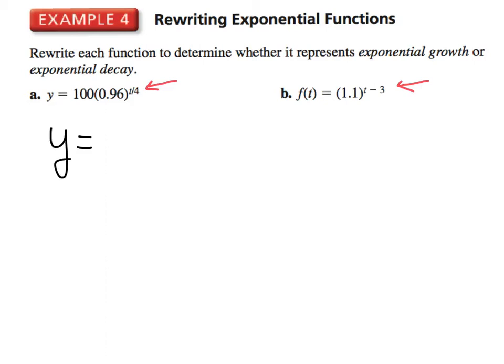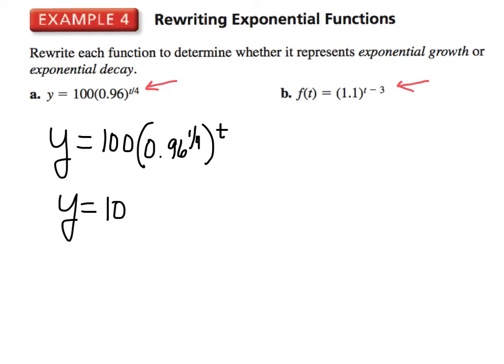So A, we're going to rewrite it as 100 times 0.96 to the 1/4 to the t. Notice I took the t divided by 4. I took the 1/4 out. Remember, power to power I multiplied. So I just divided it out, and I got 0.96 to the 1/4 power. Well, if you take the 4th root, which is what the 1/4 power is, the 4th root of 0.96, you would get approximately 0.99 to the t. So what is that? That represents decay.